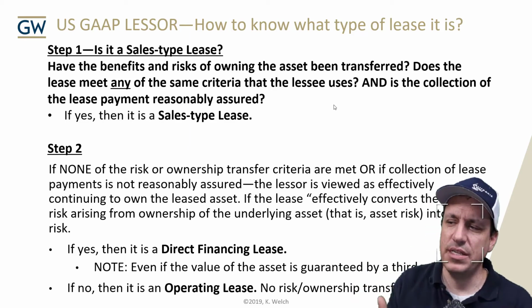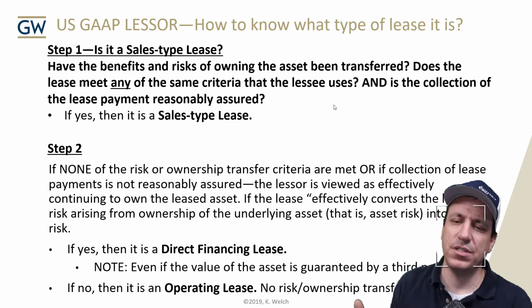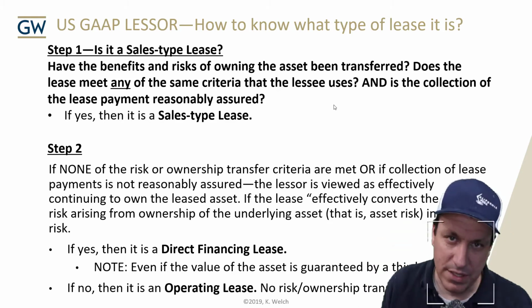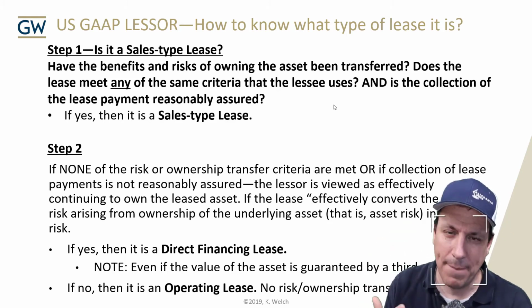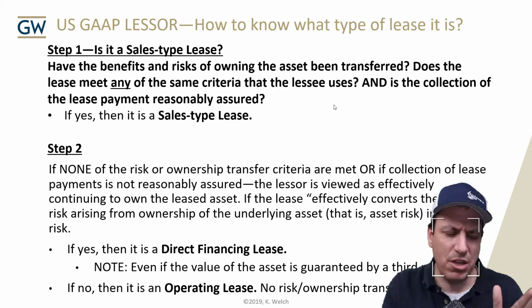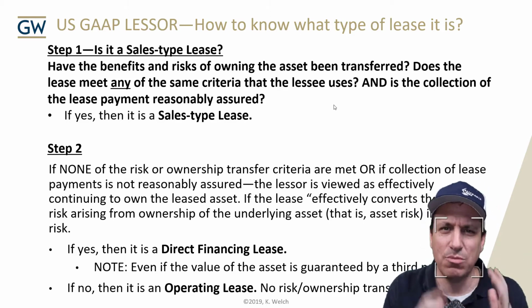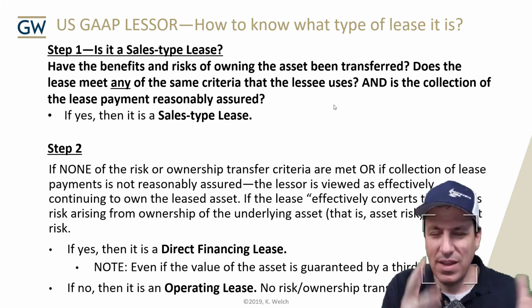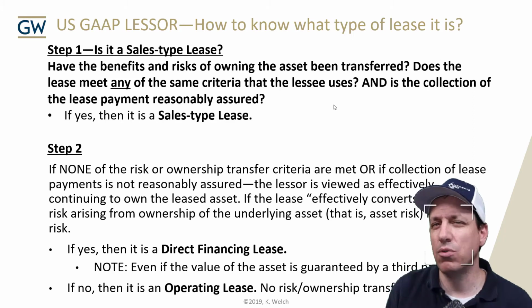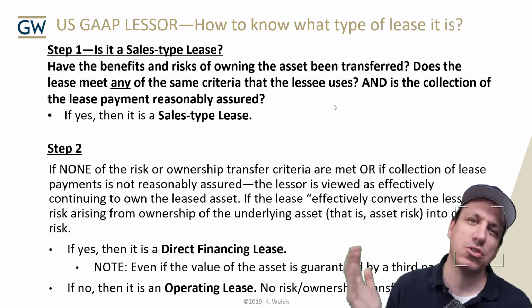And so if the lease basically effectively converts the lessor's risk arising from ownership of the underlying asset into kind of a credit risk, they're becoming kind of like a bank. So if you don't meet any of these risk transfer things, but you don't think you're going to get payment, basically you're offering credit. And that's a big part of what you're selling. And so as a result, we're going to call that a direct financing lease. You're acting like a bank, so that's what we're going to do.